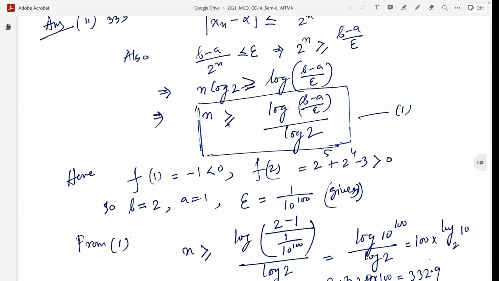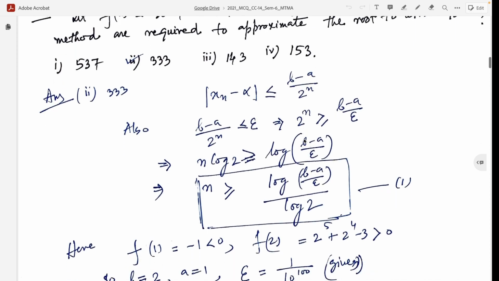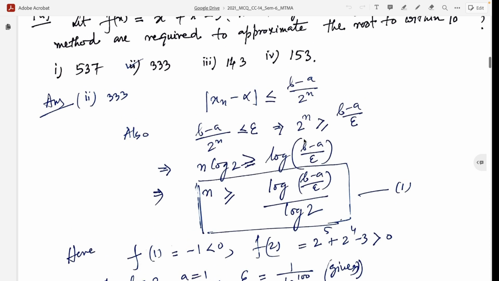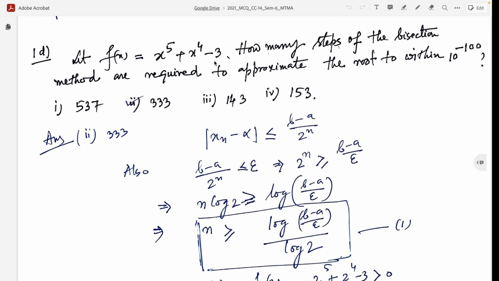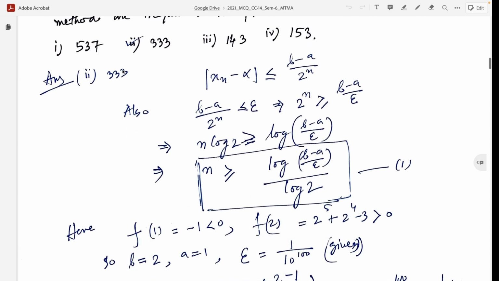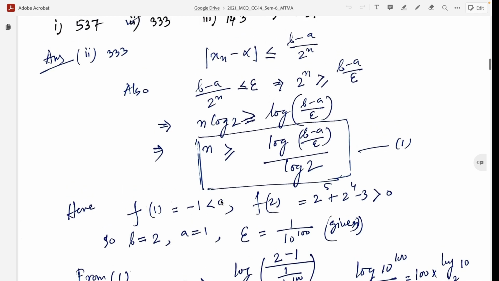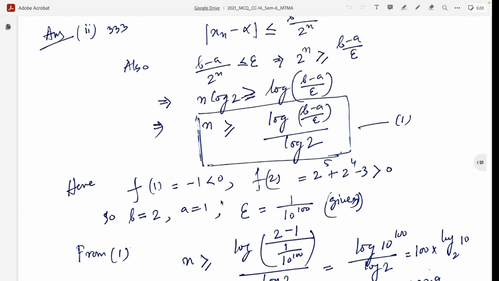And then n is greater than or equal to log of (b minus a) by epsilon, divided by log 2. Here f(x) equals x to the power 5 plus x to the power 4 minus 3, so f(1) equals minus 1, and putting x equal to 2, we get f(2) positive, while f(1) is negative. So the real root lies between 1 and 2.